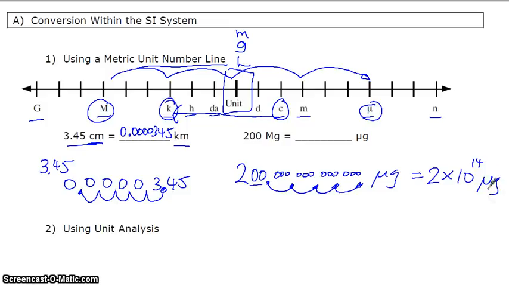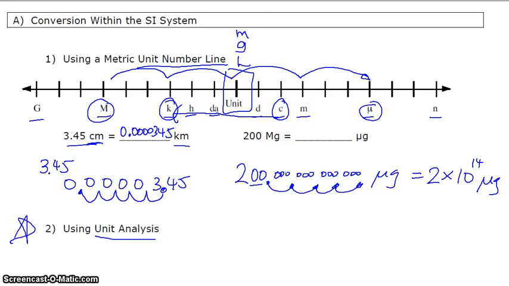So this is how you use the unit number line. Now, however, for the rest of this lesson, I'm going to use something called the unit analysis. This is very useful and applies to any situation, so I'd rather stick to one method. And also it will be helpful for your other scientific courses like chemistry and physics. When you're doing calculation and you need to convert between units, you just use unit analysis.